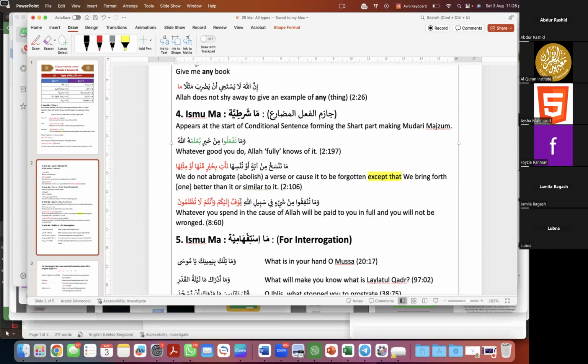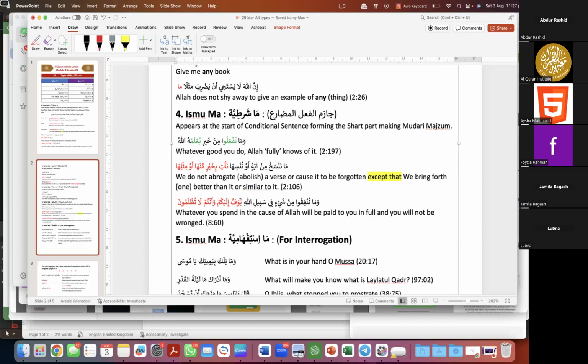Nati bi khayri minha aw mislihaa. Now carry on. Allah doesn't do two things. Allah doesn't destroy it. Allah doesn't make you forget it. Then, nati bi khairin minha aw mislihaa. Except that we bring forth one better than it or similar to it.